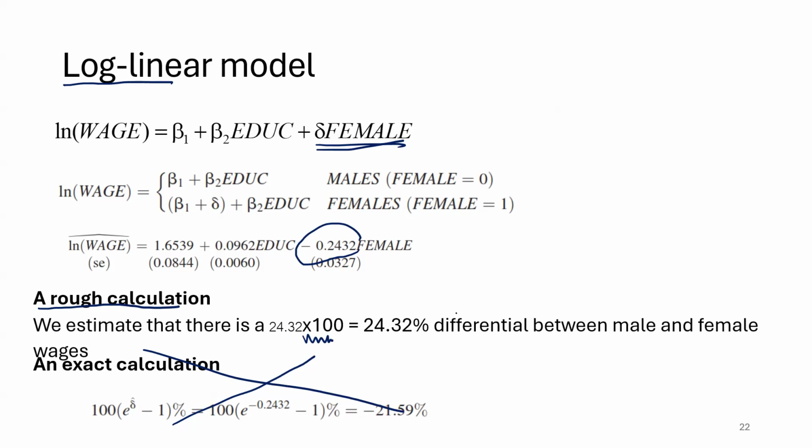It means if you are female, the wage will decrease by 24.32% compared with male. Or a 24.32% differential between male and female wages.